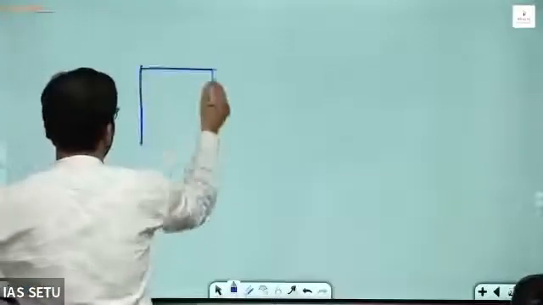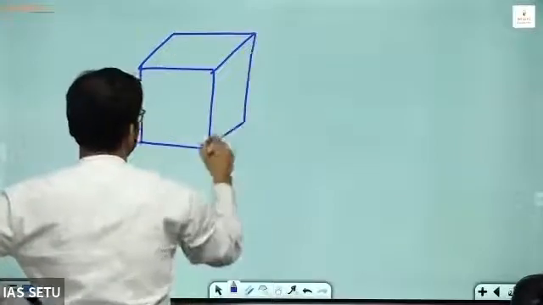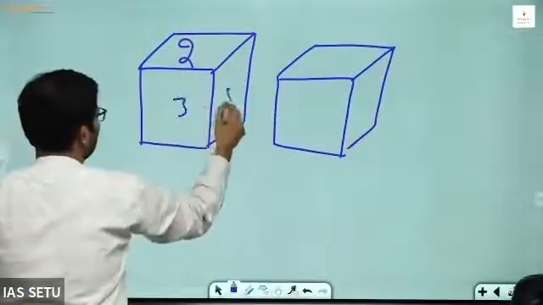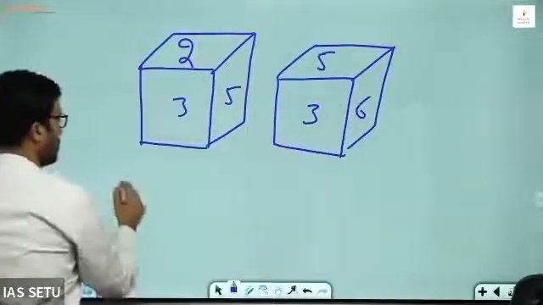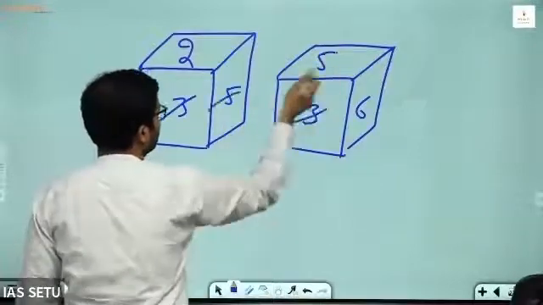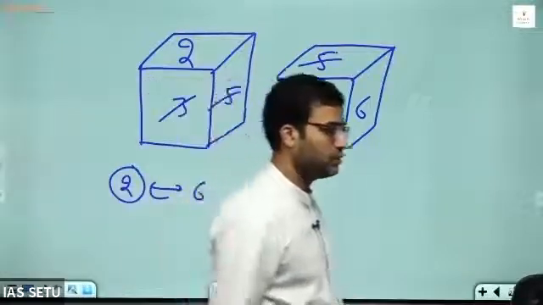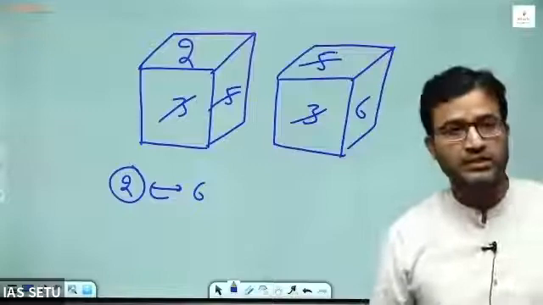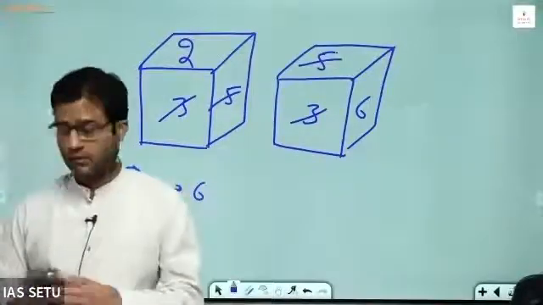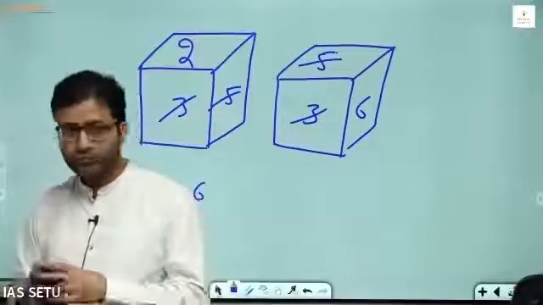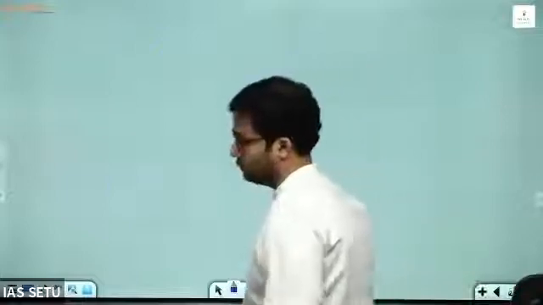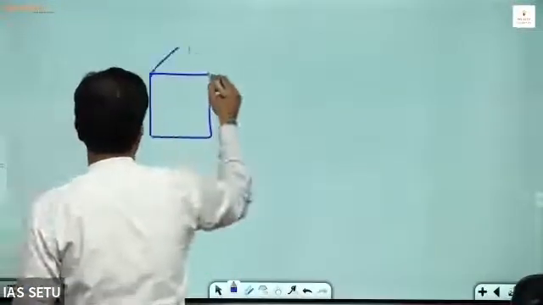Now let me ask you a question. 2, 3, 5, 5, 3, 6. What is opposite of 2? So 3 cancel, 5 cancel. So 2 and 6 are opposite. So you can say when two faces are common, common faces cancel out, non-common are opposite to each other. Okay, done. Type 2.